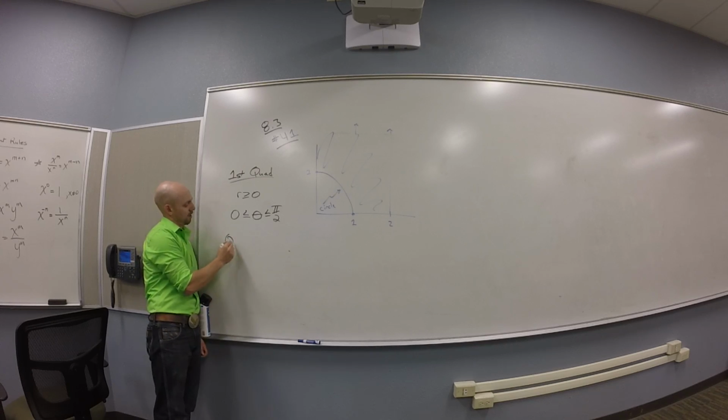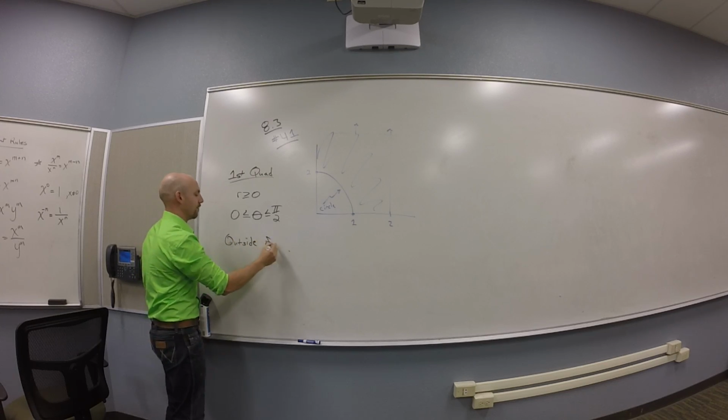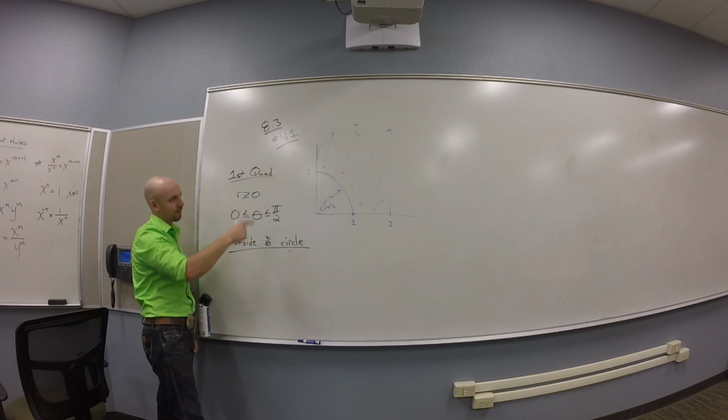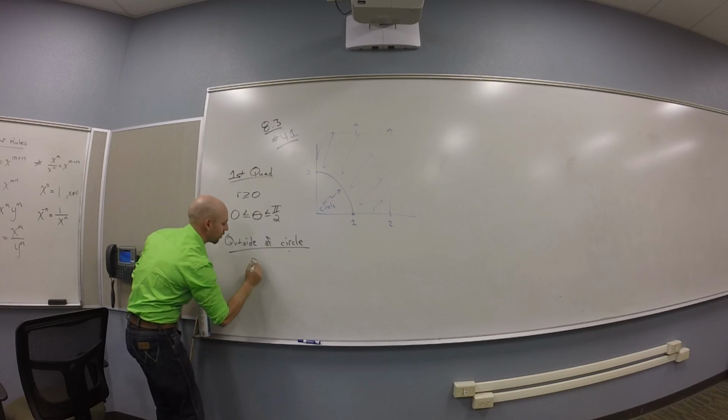So that'll keep me in the first quadrant. How about outside of the circle? How do I get outside of that little circle? R is bigger than 1. Good. R has to be bigger than 1.